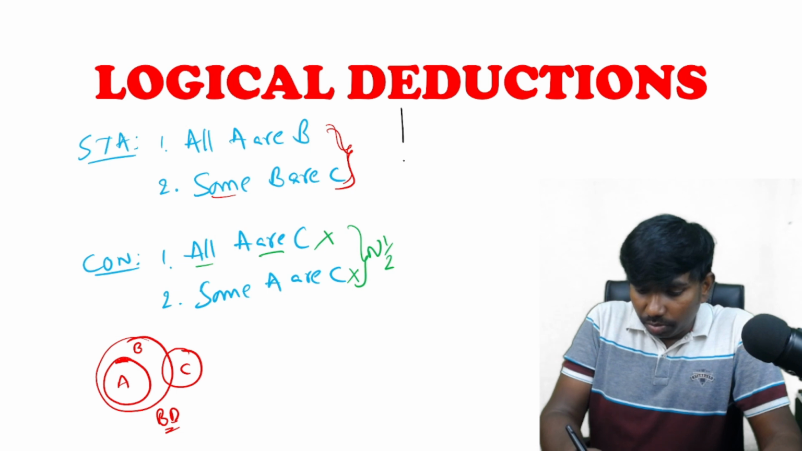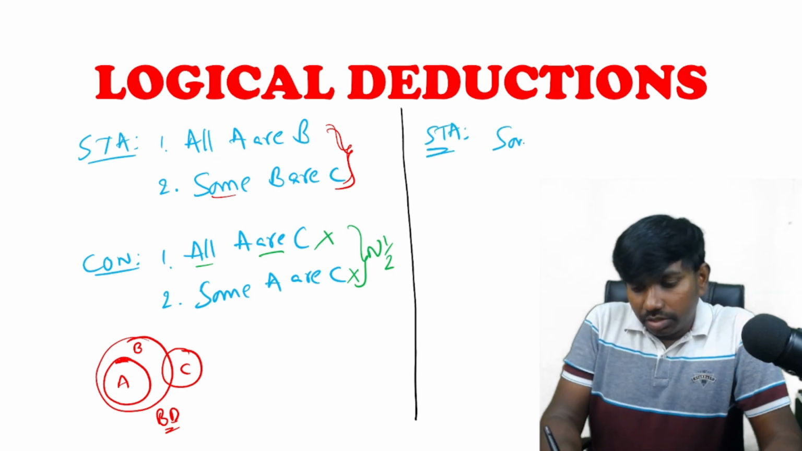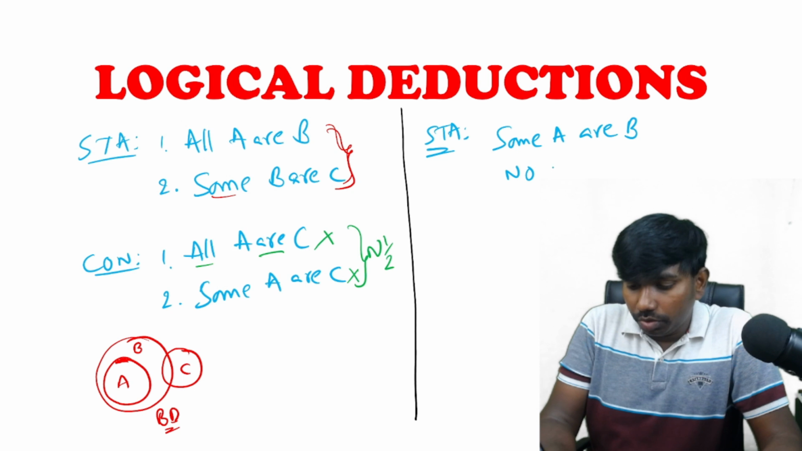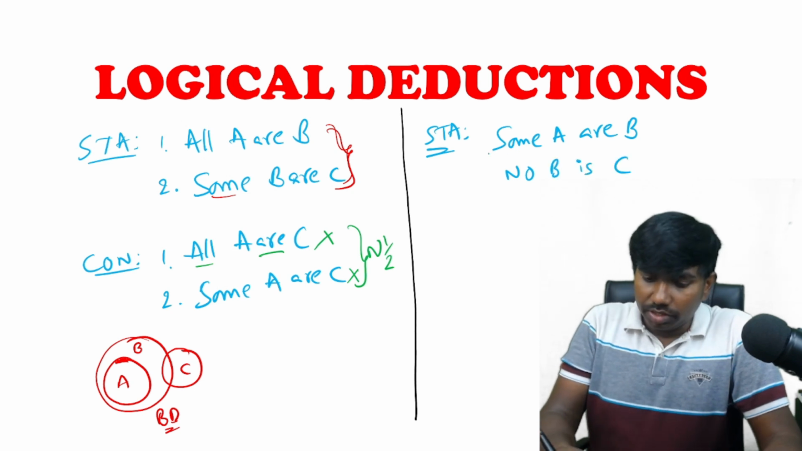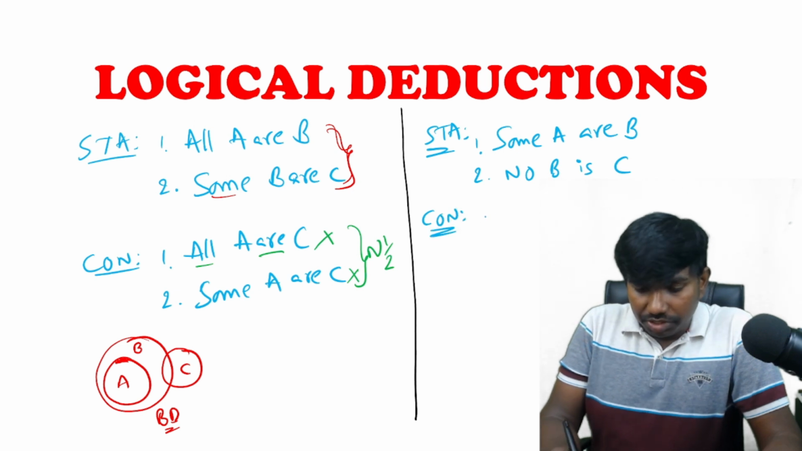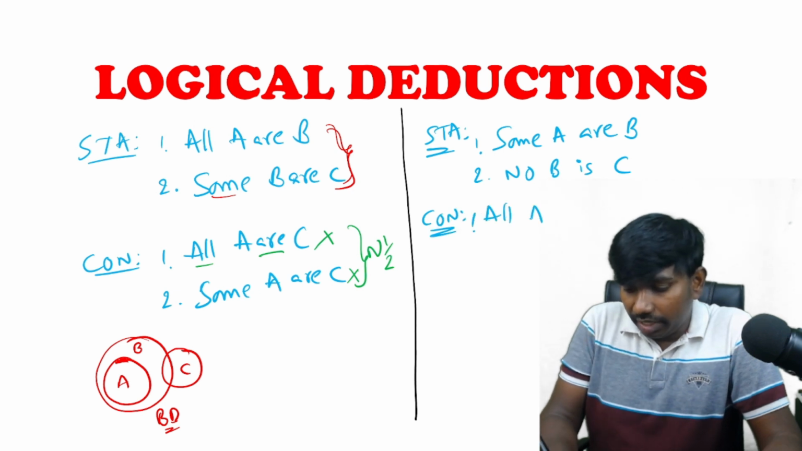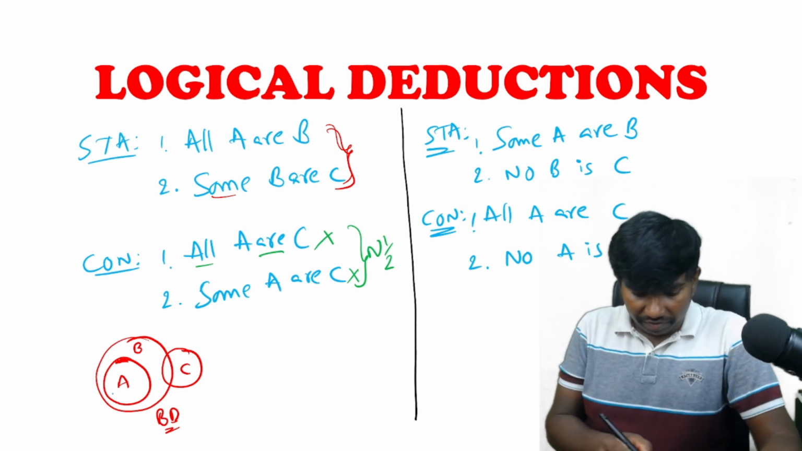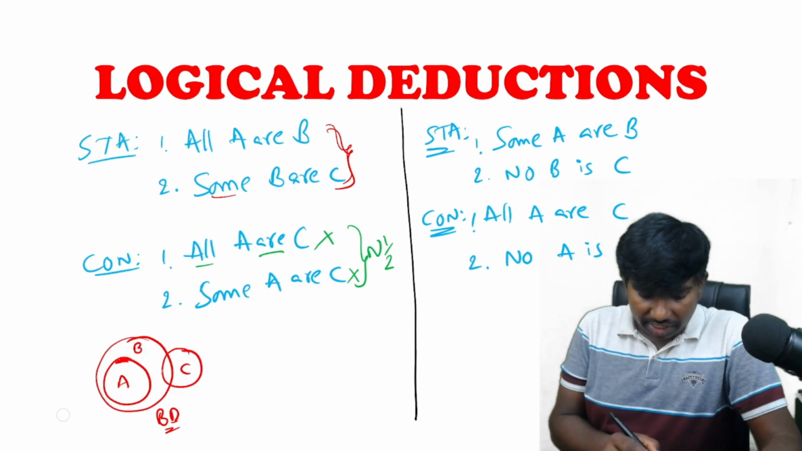Let me show one more example here. Statements are some A are B. Next, no B is C. So these are the two statements we have, and conclusions are: first, all A are C. Second, no A is C. Okay, so two statements and two conclusions are given. So let us draw the basic diagram first.